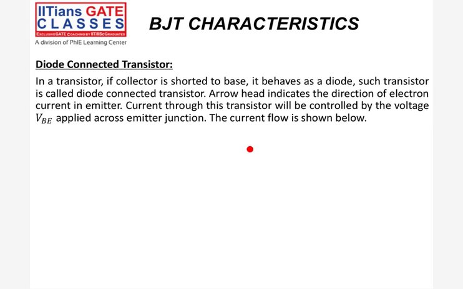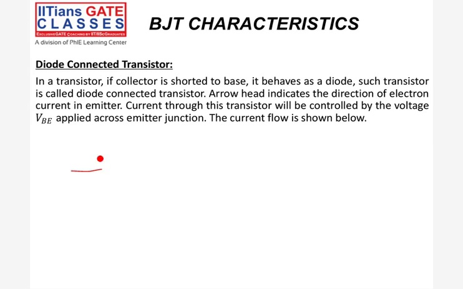So diode connected transistor, as I have written in the theory: if the collector is shorted to the base, it behaves as a diode. Such a transistor is called a diode connected transistor. The arrowhead indicates the direction of electron current in the emitter. That I'll show you in the diagram first. You just see the diagram here.